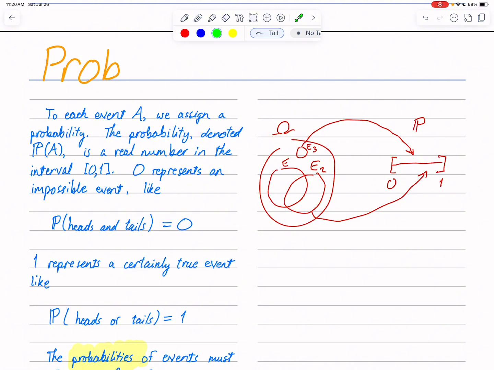If it helps, you can read these things as percentages. So 0 can be thought of as 0%, and 1 is the same thing as 100%. We won't often deal with percentages, but if it helps to imagine things that way, you're free to.